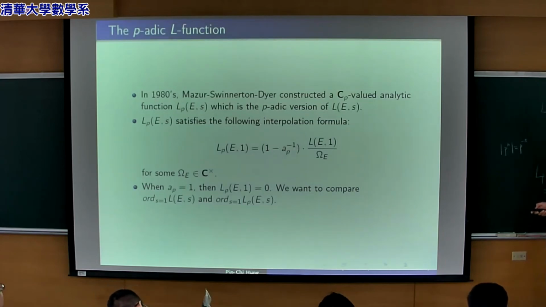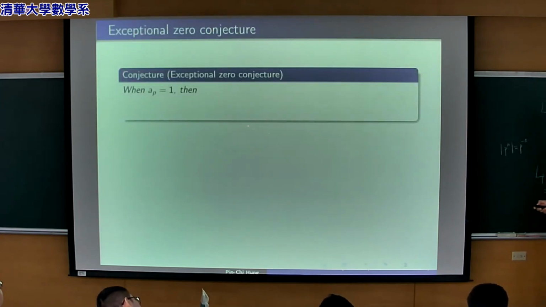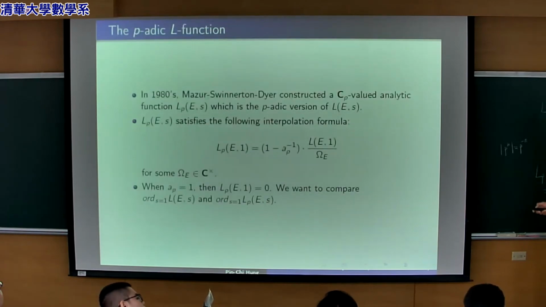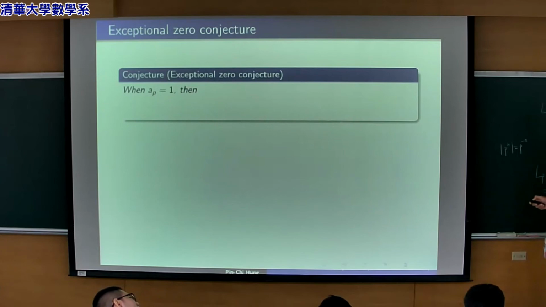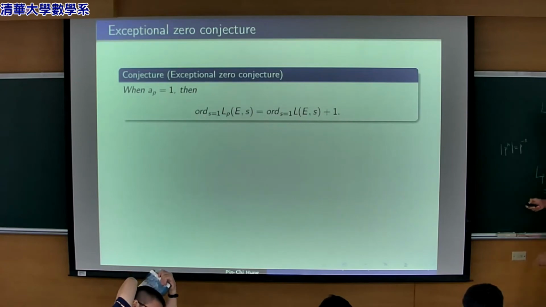So this is the so-called essential zero conjecture, because this kind of small essential zero appears here. This looks like it has one more zero than the previous, usual one. This is the so-called essential zero conjecture, which says that their difference is precisely one.